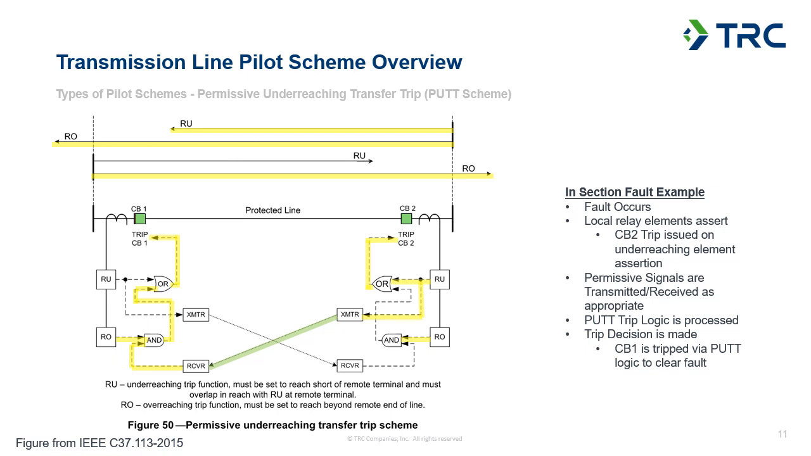and we don't really see a lot of utilities opting for a permissive underreaching transfer trip scheme over the permissive overreaching transfer trip scheme, because the difference in complexity of this scheme versus the increases in security, generally they don't justify it. The added complexity isn't something that warrants that unless you've got a specific scenario or a very critical terminal you're trying to apply this pilot protection for.